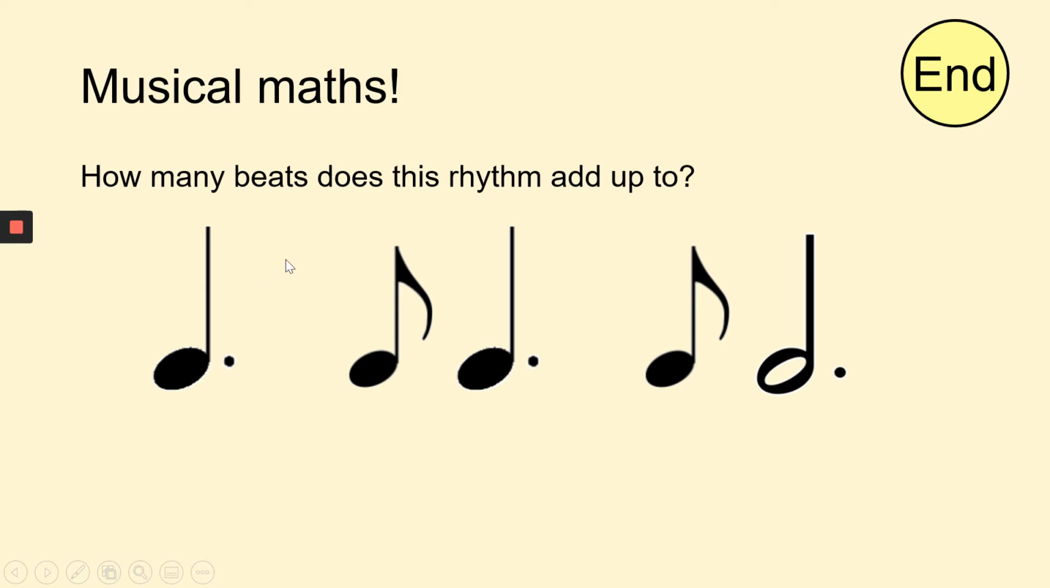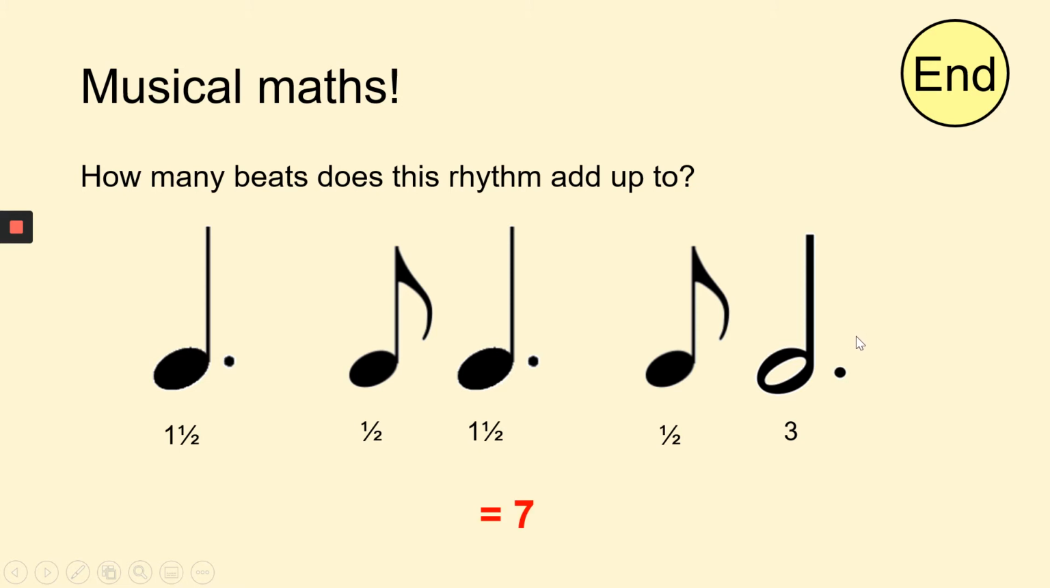So let's go through this. Here we have a dotted crotchet. This lasts for 1.5 beats. Here we have a quaver, which is worth half. So 1.5 plus a half gives us 2 whole beats. This is the same, so we know that this must also add up to 2 whole beats. And at the end we have a dotted minim, which is worth 3. So we're going to end up with 2 plus 2 plus 3, which is 7.